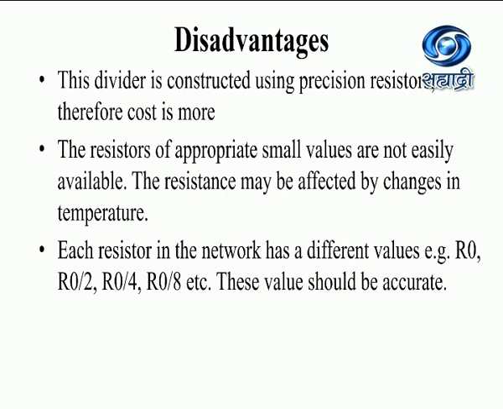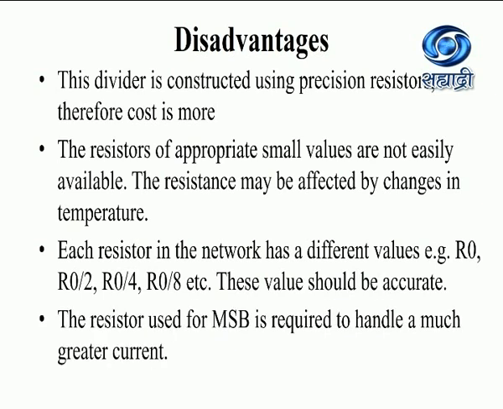That's why appropriate small values of registers are required, which are not easily available. Each register in the network has a different value, and this value should be accurate. So these are the disadvantages of DAC. Also, the register used for MSB is required to handle a much greater current because it has the highest positional weight.